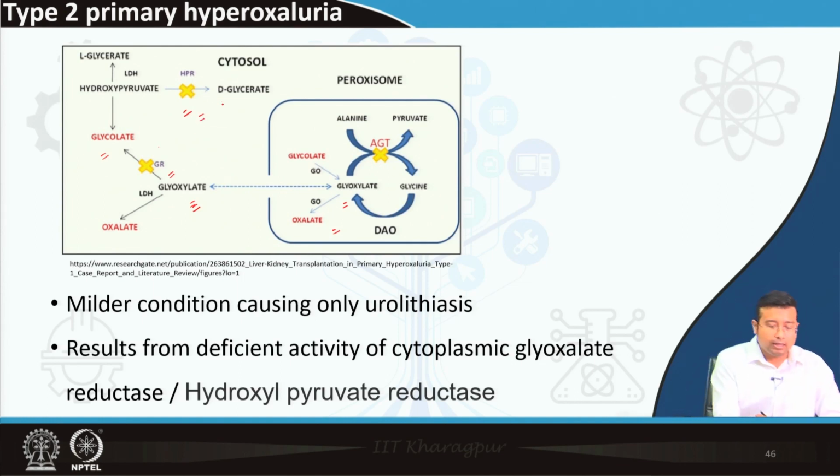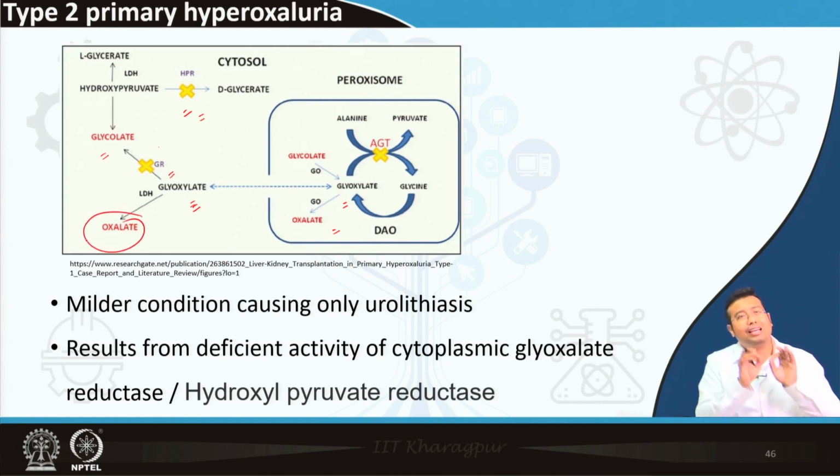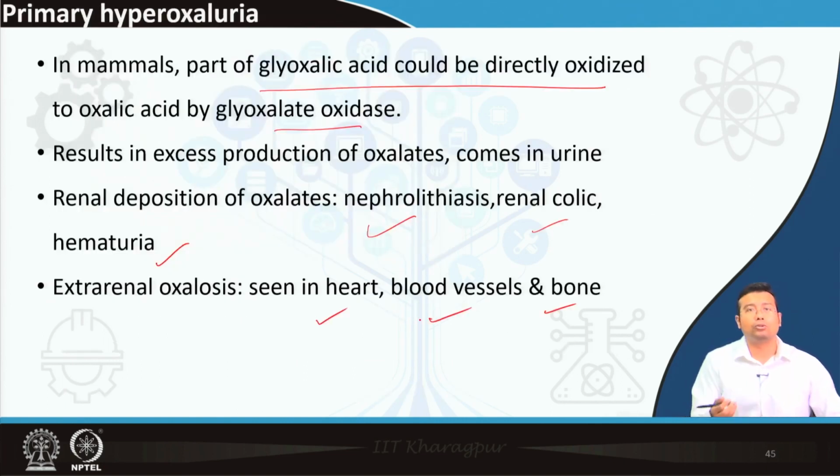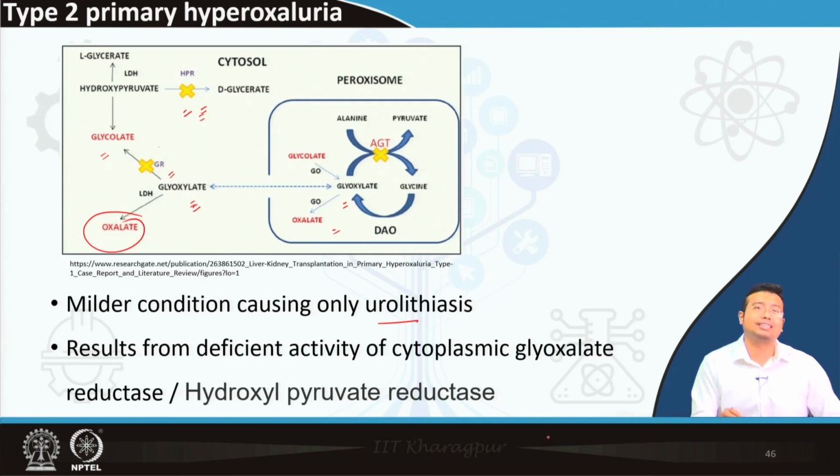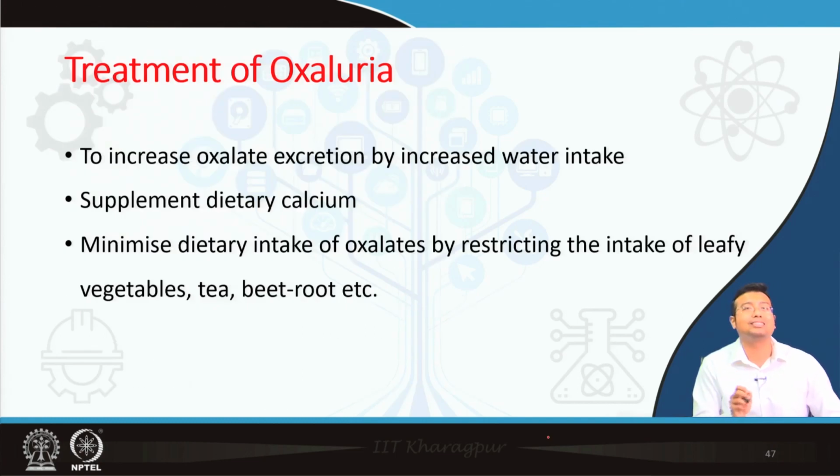This leads to production of oxalate, but if this is the only reason, it is very mild. Hydroxypyruvate deficiency leads to excess formation of glycolate and then glyoxylate to oxalate. So this is a very milder condition and only leads to urolithiasis. The condition leads to stones only inside the kidneys, not extrarenal lithiasis. The primary one leads to stones in heart, blood vessels and bone; in this case, stones are only inside the kidney.